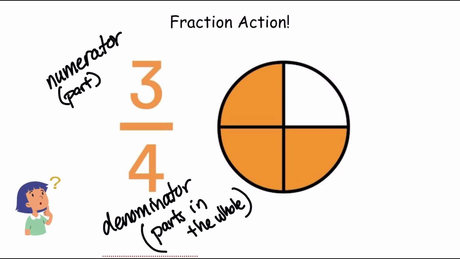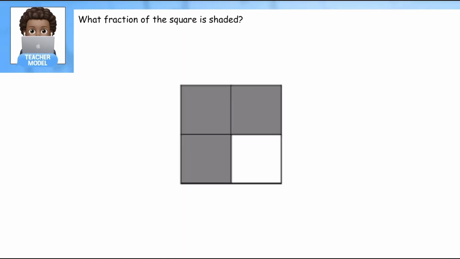Let's look at our first model problem. What fraction of the square is shaded? So again, we want a fraction. That means we're going to have a number represented in fractional form, the part out of the whole. And so what do we see? We see a rectangle, and we're looking to see how many parts we have altogether. I notice we have 4 equal squares, and that's important that these pieces are all the same size. So that's going to be my denominator right there.